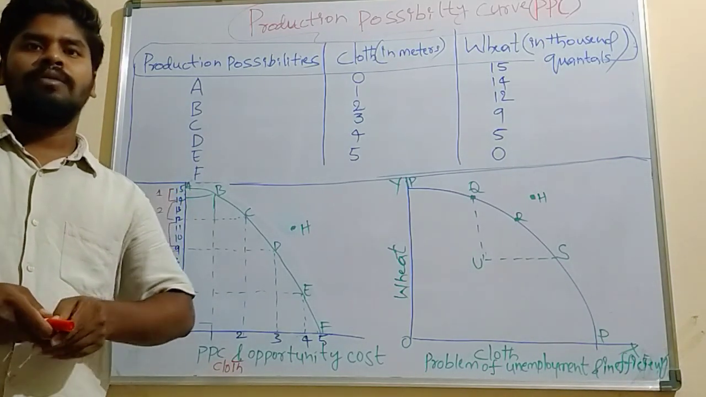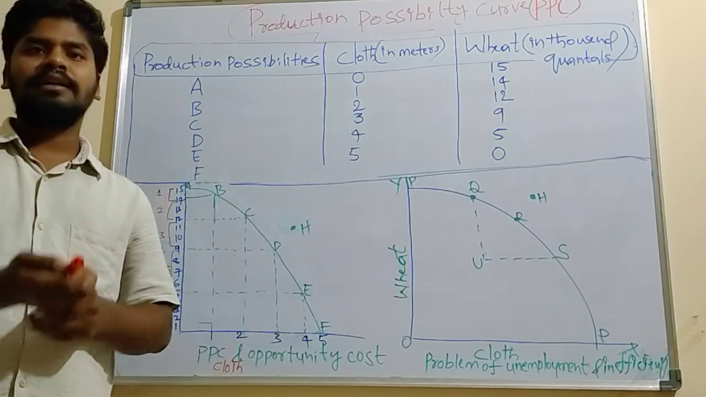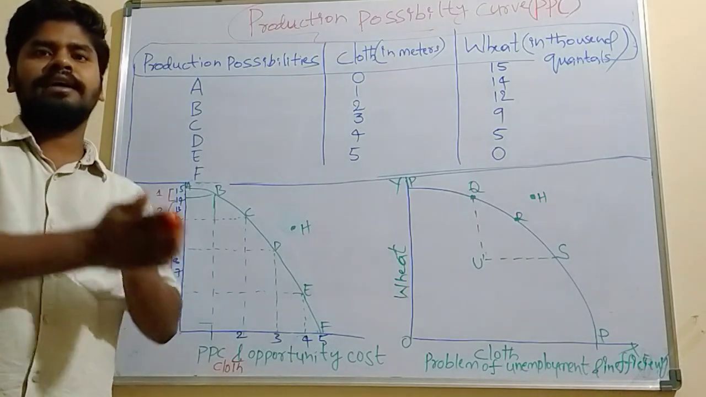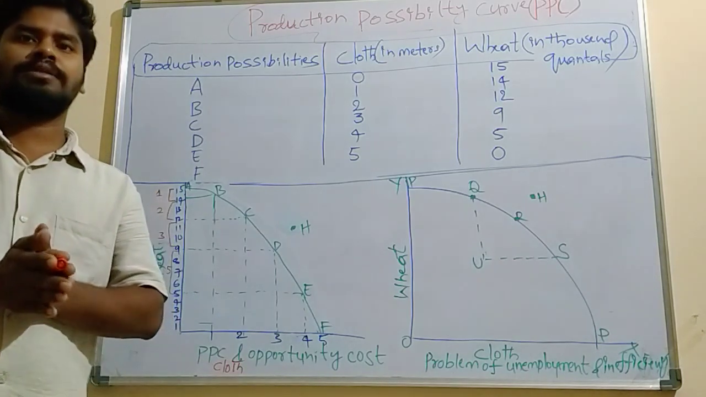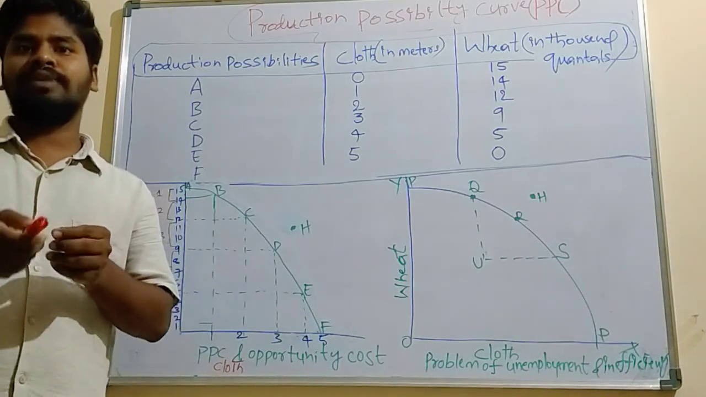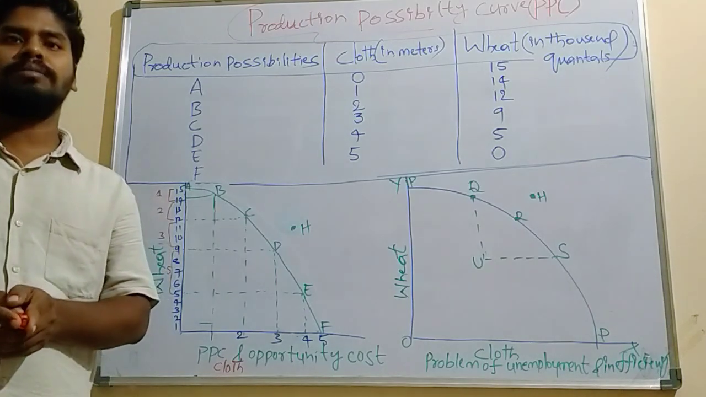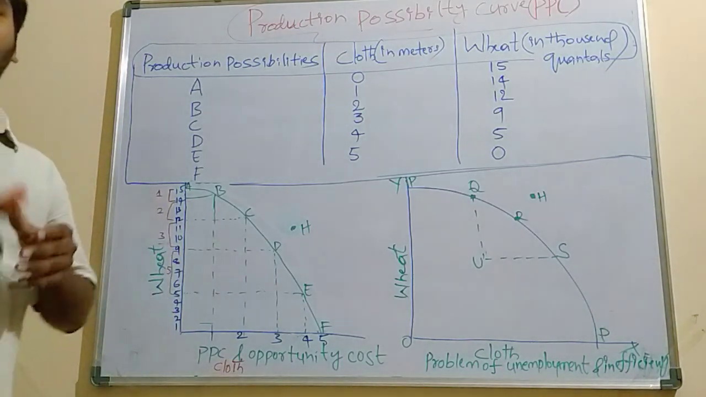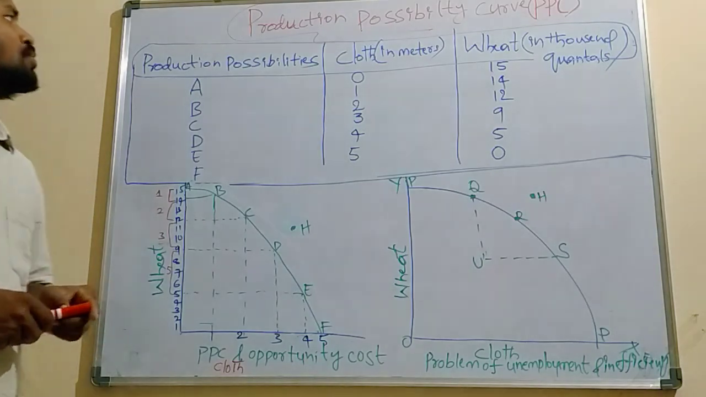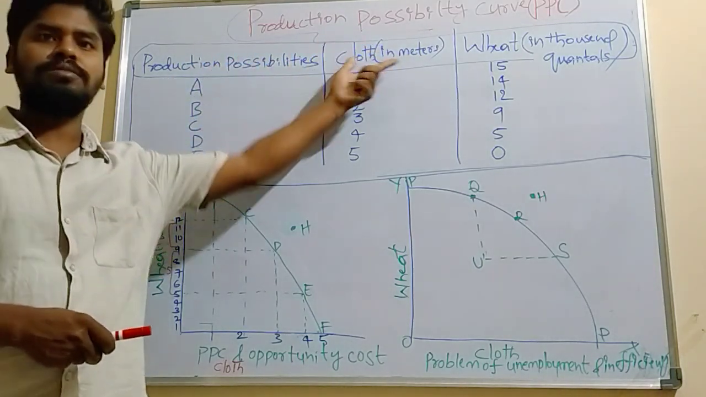Economics is human behavior, the relationship between ends and scarce means. Scarcity is the major problem in economics. To solve that scarcity problem, we have limited resources. So how can we make production, in order to show this particular production possibility curve?